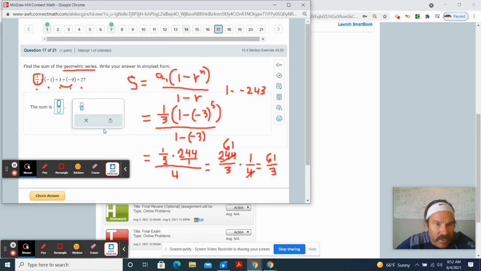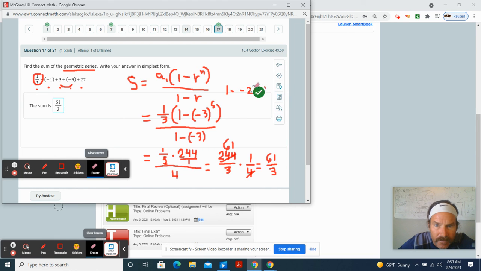There is a fraction tool there, and they do want you to leave it as an improper fraction. So I put 61 on top, and I put 3 on the bottom. Check my answer. And it's got a green check mark right there.